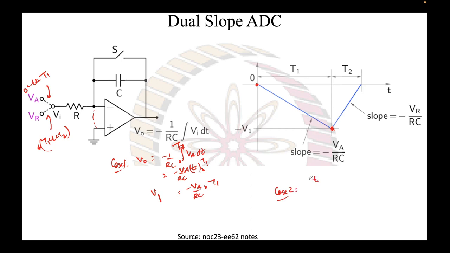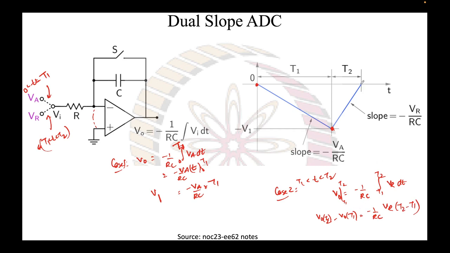Now, case 2. Case 2 is when time is from t1 to t2. From t1 to t2, the switch will be here, and VI will be equal to VR. The same expression still stands: V0 equals minus 1 by RC, integral from t1 to t2 of VR dt. So V0 at t2 minus V0 at t1 should be equal to minus 1 by RC times VR times (t2 minus t1). I'm assuming VR to be negative; we saw earlier VR was minus 5 or something.